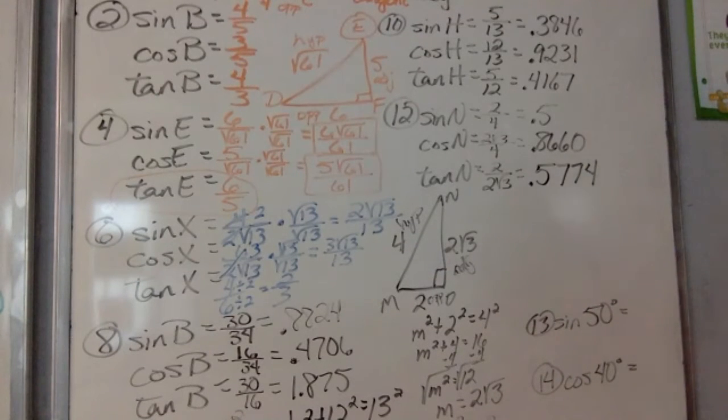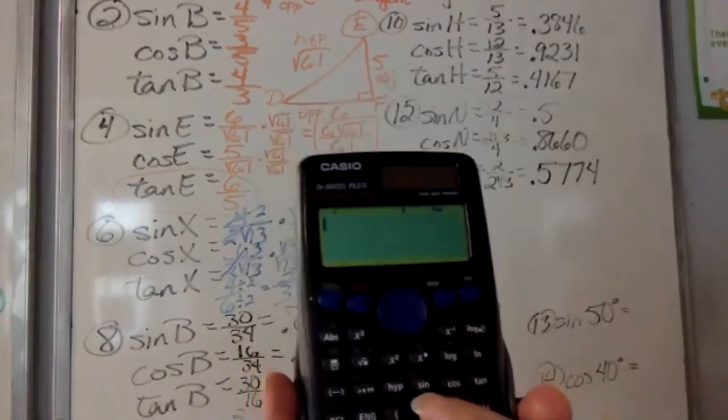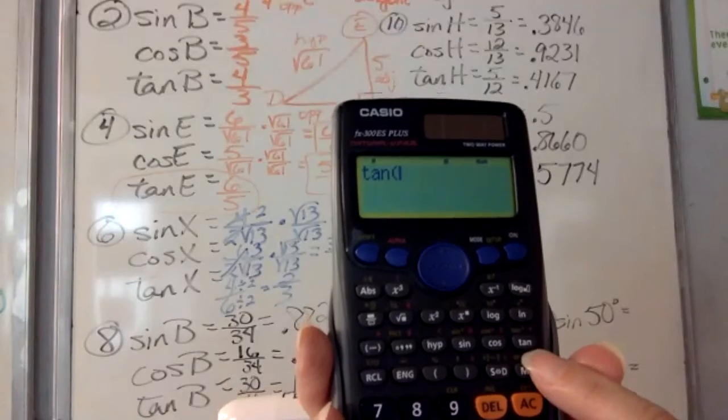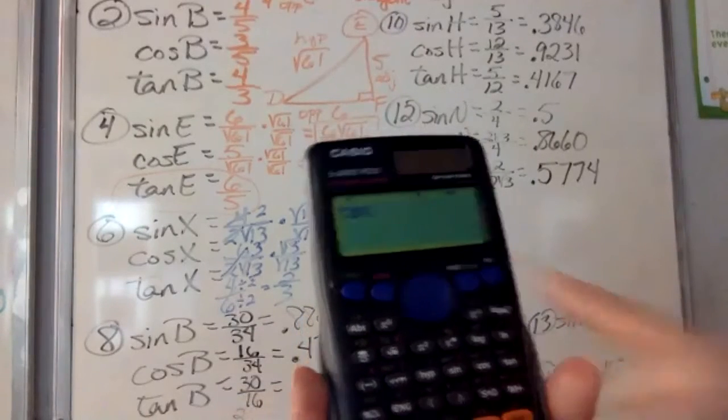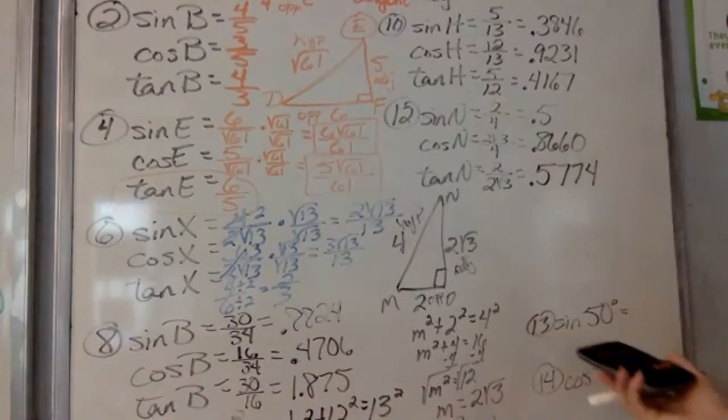Okay. Now, for 13 and 14, it says use a calculator to find a decimal approximation to 4 places of each trigonometric ratio. On these, it's given us the actual angle measure. The way we do that, on a scientific calculator, is you have a sine button, a cosine button, and a tangent button. So all you do is push the correct button.